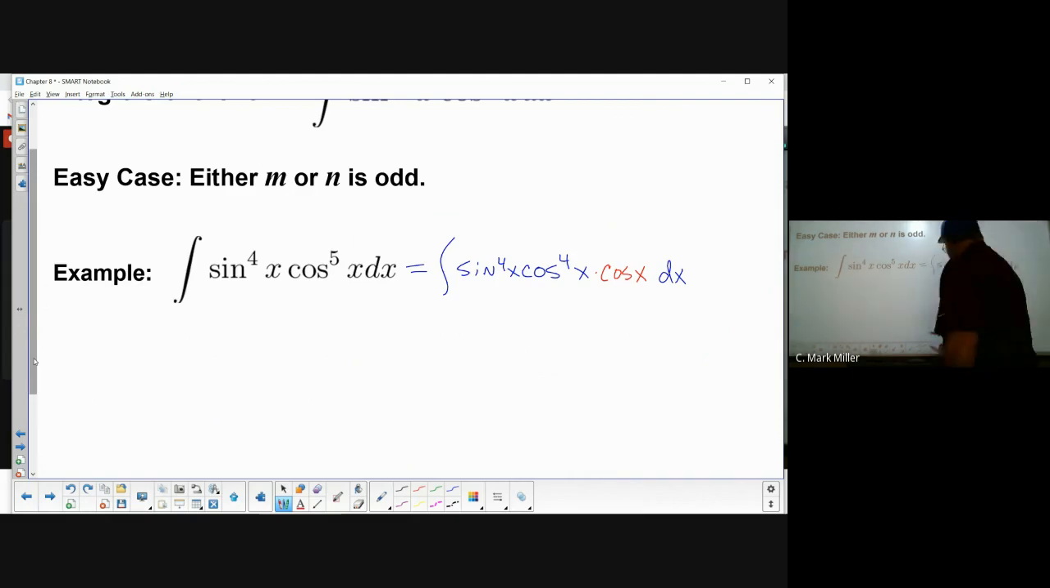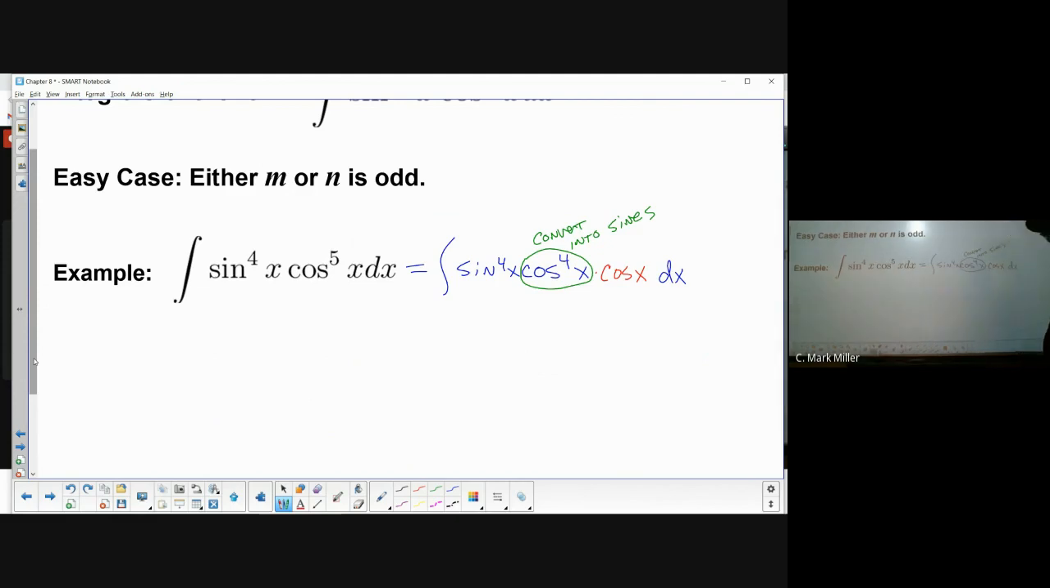And this guy, we're going to convert into sines. Then what will I have? I'm going to have sines to a bunch of powers here, all times cosine. So if I have sine to these powers, all times cosine, well, that's a function to a power times its derivative.